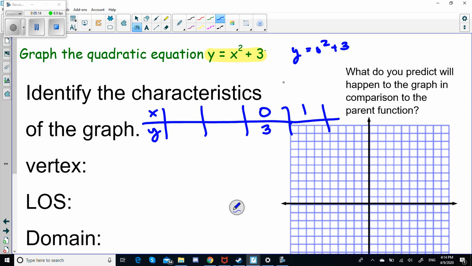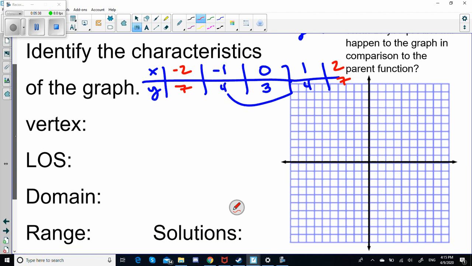Let's try 1. 1 should be simple. So y equals 1 squared plus 3. That's 4. So if 1 is 4, negative 1 is also 4. Remember, those will be symmetrical. And then let's try 2 and negative 2. So y equals 2 squared plus 3, that's 4. 4 plus 3 is 7.